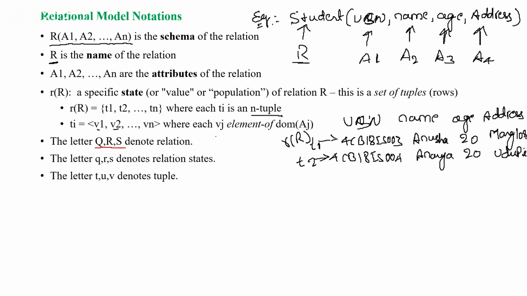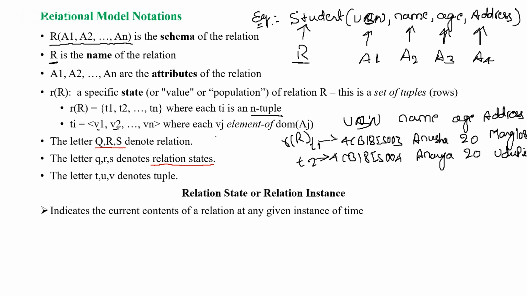Okay. Then the small letters t, u, v denote tuples, like t1, t2, t3, or u1, u2, u3, or v1, v2, v3. Now I want to stress what is meant by a relation state or relation instance. We will try to understand the meaning of relation state and relation instance. These are the notations we have discussed so far for a relation.